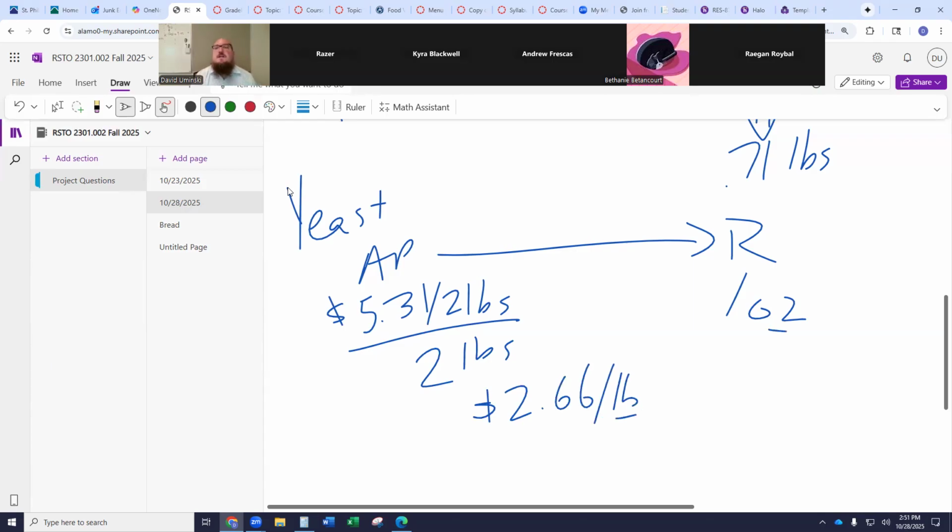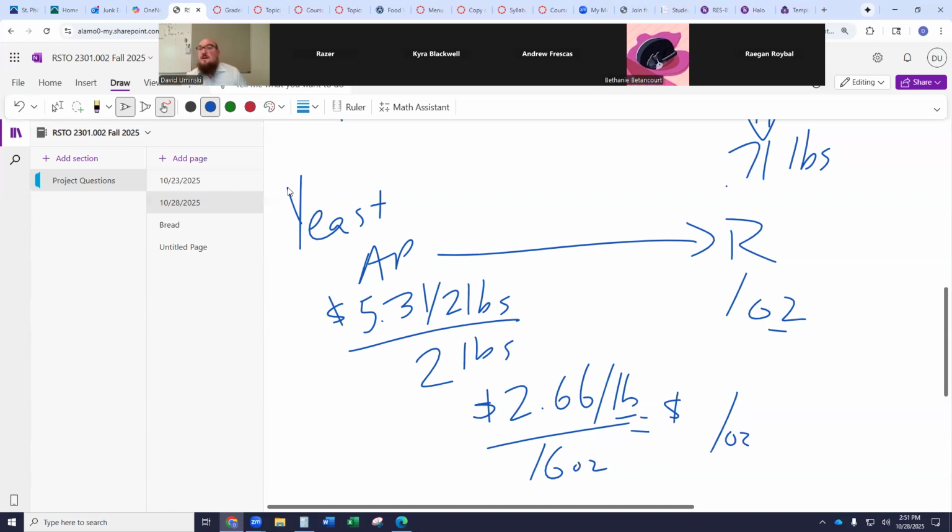Do our units match yet? No. Okay. Which one would be easier to convert to? Do we go pounds to ounces or ounces to pounds? Pounds to ounces would probably be the easiest, right? Because we divide this by 16 ounces and you would get your cost per ounce.